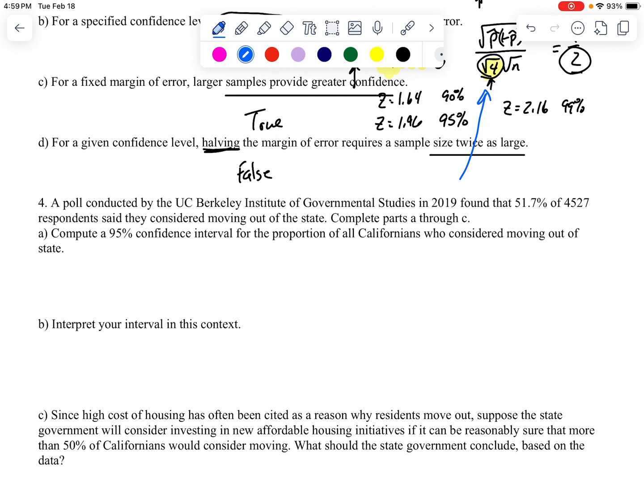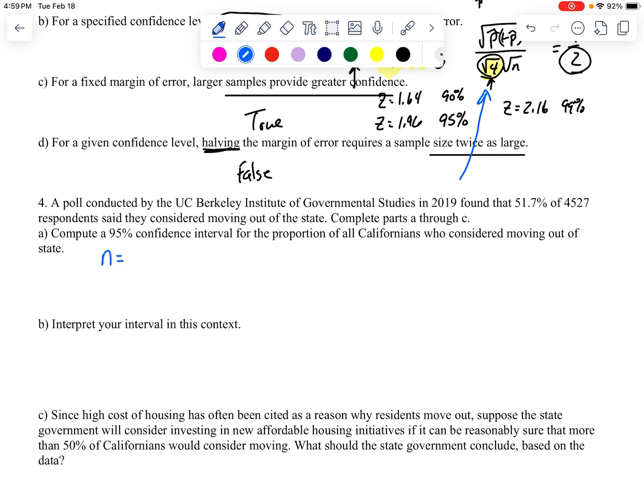Okay, so now we'll get into some actual confidence intervals here. A poll conducted by the UC Berkeley Institute of Government Studies found that 51.7% of its 4527 respondents say they considered moving out of state. Complete parts A through C. Compute a 95% confidence interval for the proportion of all Californians who considered moving out of state. So we are actually going to let our calculator do absolutely everything here.